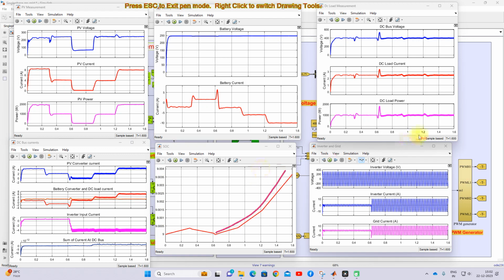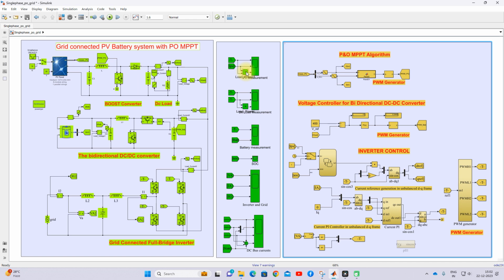So this is the working of the grid connected PV battery system with the PO MPPT.